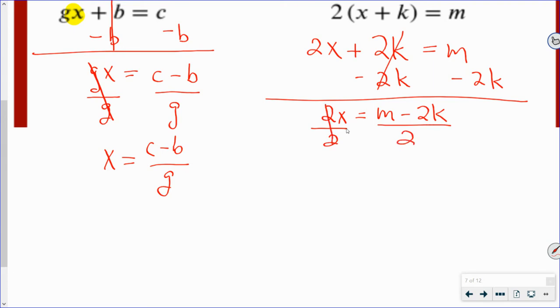Inverse is leaving with just x, which is what I'm looking for. So solved for x is m minus 2k divided by 2. We'll look at 2 more examples before I give you an opportunity to practice some of these.